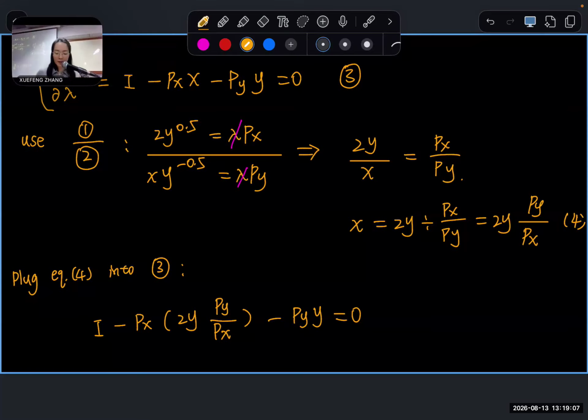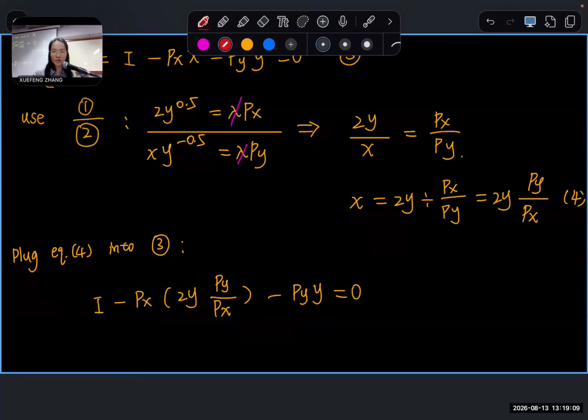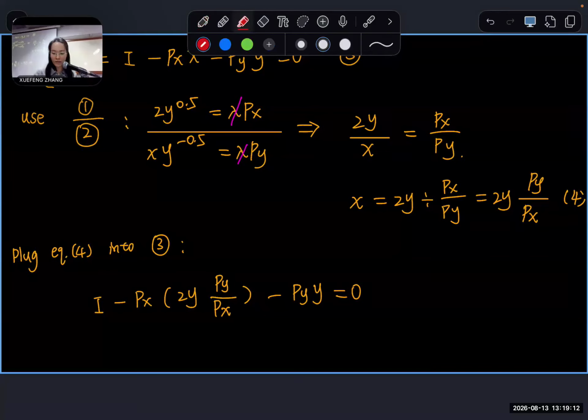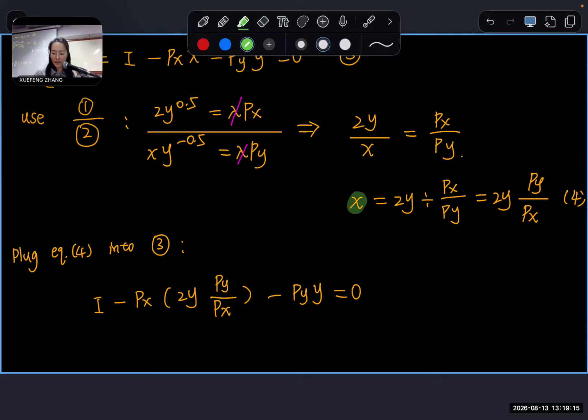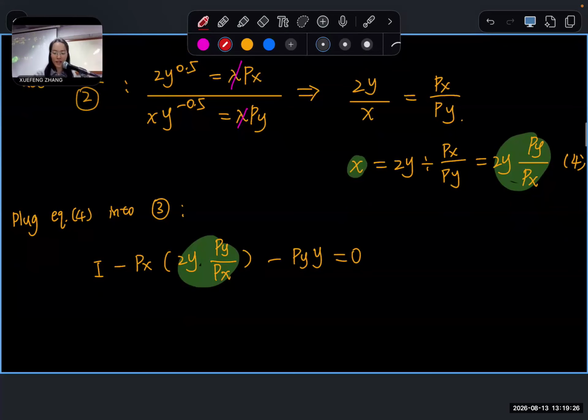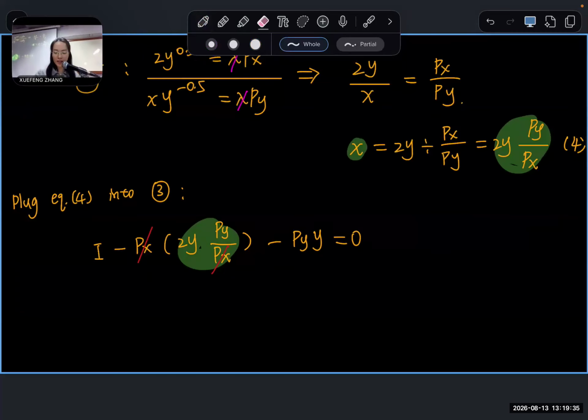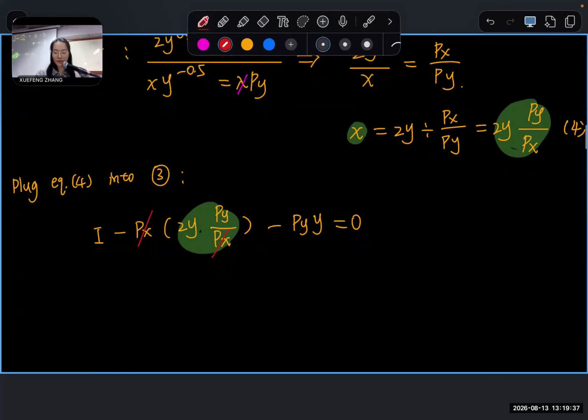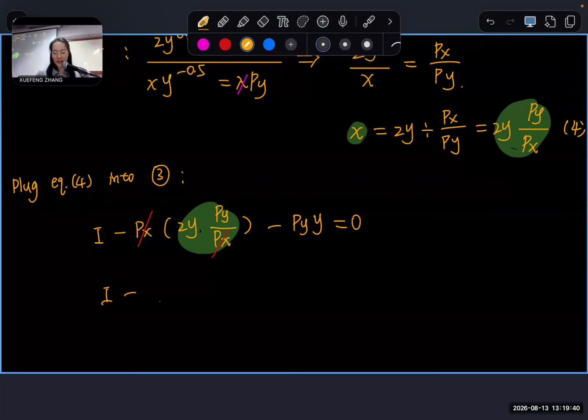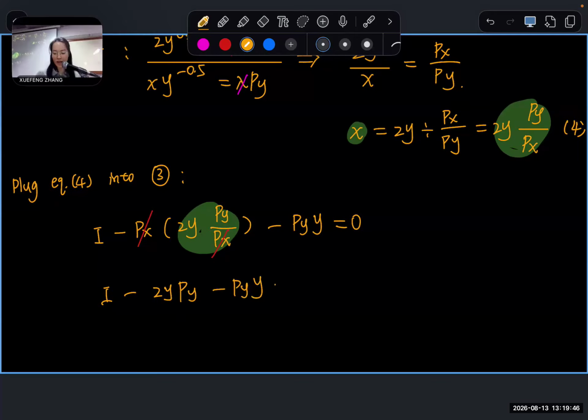So let's simplify. Here we can cancel out. Okay, let me mark x. This is x, right? This is x. So here I just plug in x into our budget constraint. And let's simplify. We can simplify px. Okay, let's continue. So here, basically, I minus 2y py minus pyy equals 0.